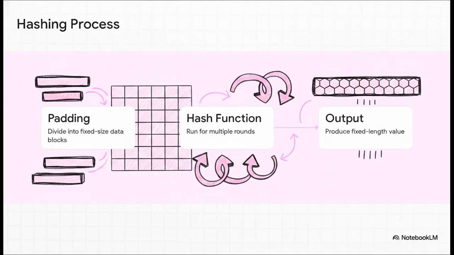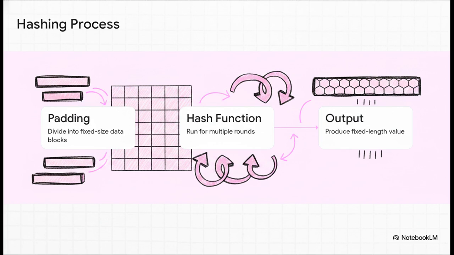So how does this actually work under the hood? Let's walk through the mechanics of a hash algorithm step by step. First off, because messages are almost never the exact perfect size an algorithm needs, we apply something called padding. This divides the entire message into fixed-size data blocks. Take the SHA-1 algorithm, for example. It takes blocks of exactly 512 bits.